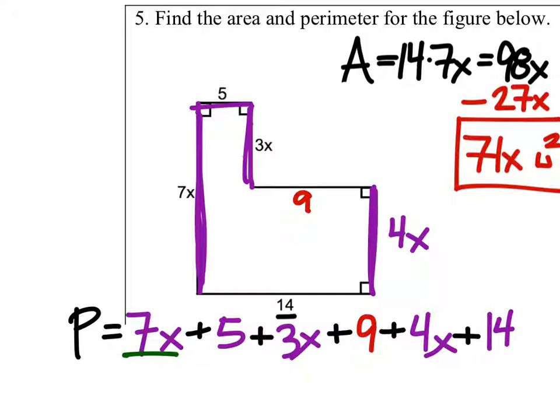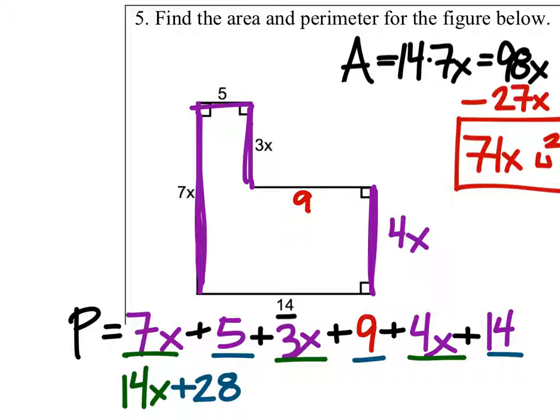I've got 7 x's, 3 x's, and 4 x's, which totals 14 x's. Then I've got this 5, 9, and 14, which is a positive 28. That is my perimeter. And we don't know the units, so we'll just put units on that. The perimeter is 14x plus 28 units.